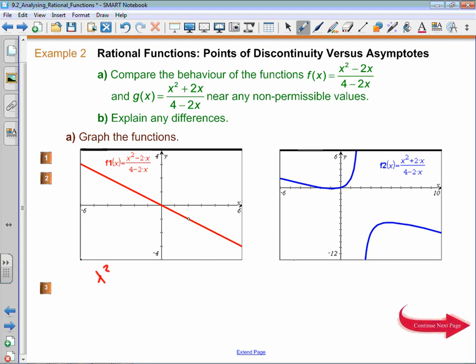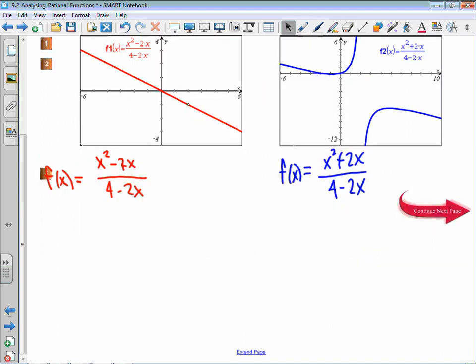So this is the graph of (x squared minus 2x) over (4 minus 2x). I'll put f of x in there in red. And then over here in blue would be our graph of f of x equal to (x squared plus 2x) over (4 minus 2x). Now, immediately, the technique that I talked about in example 2 hasn't been done. These two functions are not in their factored form. So I'm going to do that first.